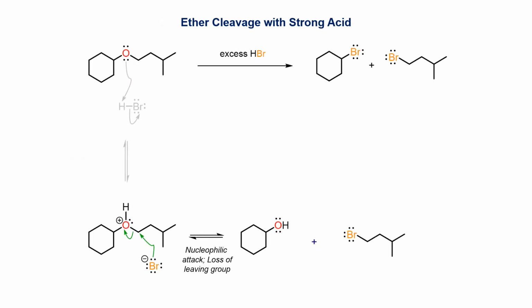The nucleophilic halide anion then attacks at carbon, in this case via the SN2 pathway. Attack at the less crowded primary carbon is faster to displace the alcohol leaving group. This affords the first equivalent of alkyl halide product.